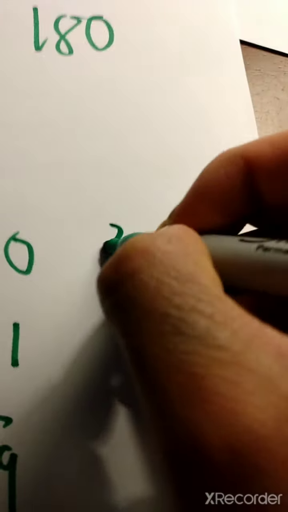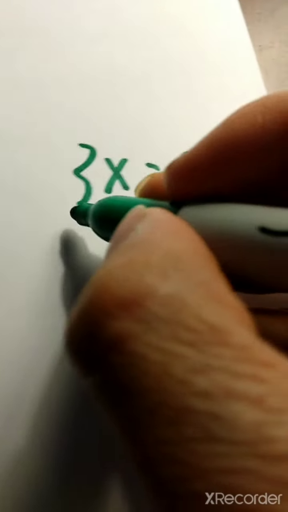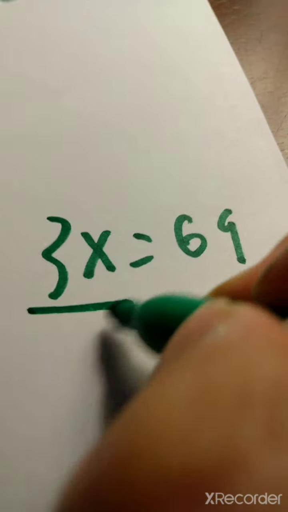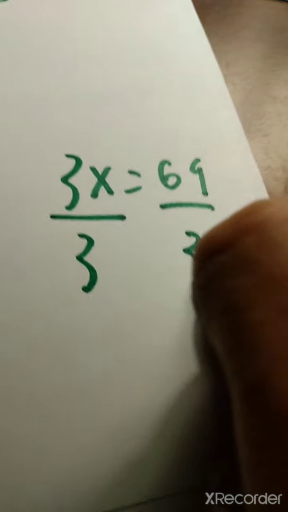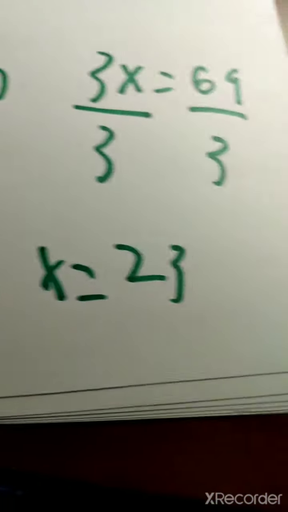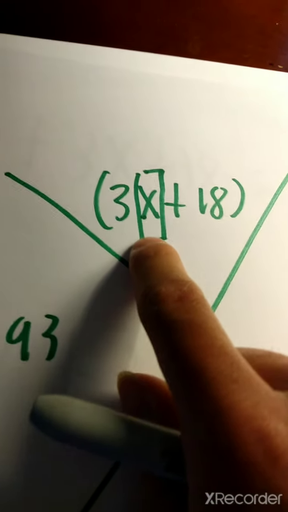Then, since we have 3x equals 69 left, we're going to have to get x alone. So the x has to social distance. So if you divide both sides by 3, we would get 23. That's what x would equal. But we're going to try and plug it in here to see if it's accurate.